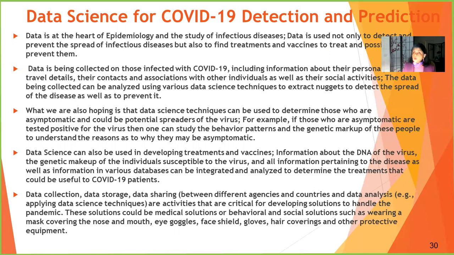So we know about comorbidities, but what is more, we need some more detailed information. Data collection and data storage between different agencies and countries, and applying data science techniques, are activities that are critical in developing solutions to handle the pandemic. These solutions could be medical solutions or behavioral and social solutions: wearing a mask, covering the nose and mouth, eye goggles, face shields, gloves, hair coverings, and other protective equipment. Okay, so there's a lot of work to be done here, applying machine learning.